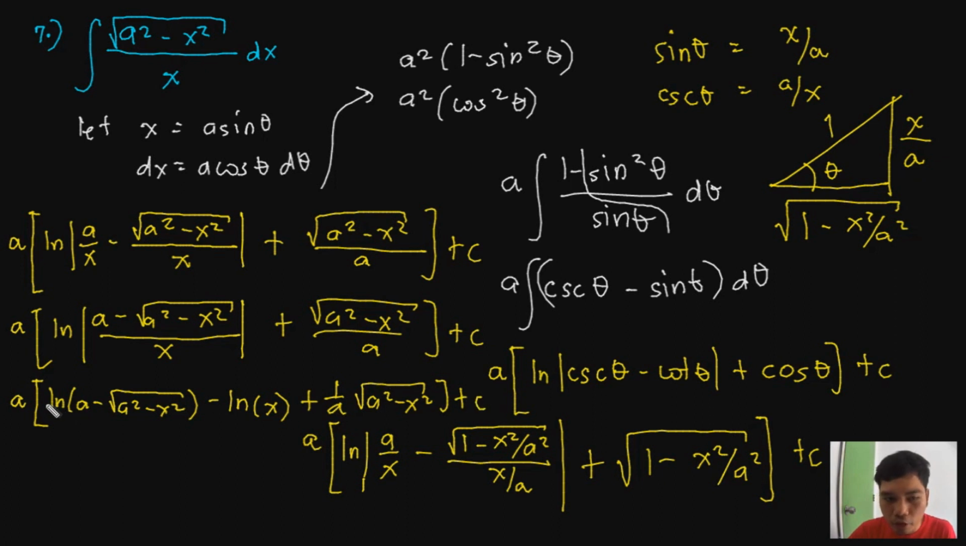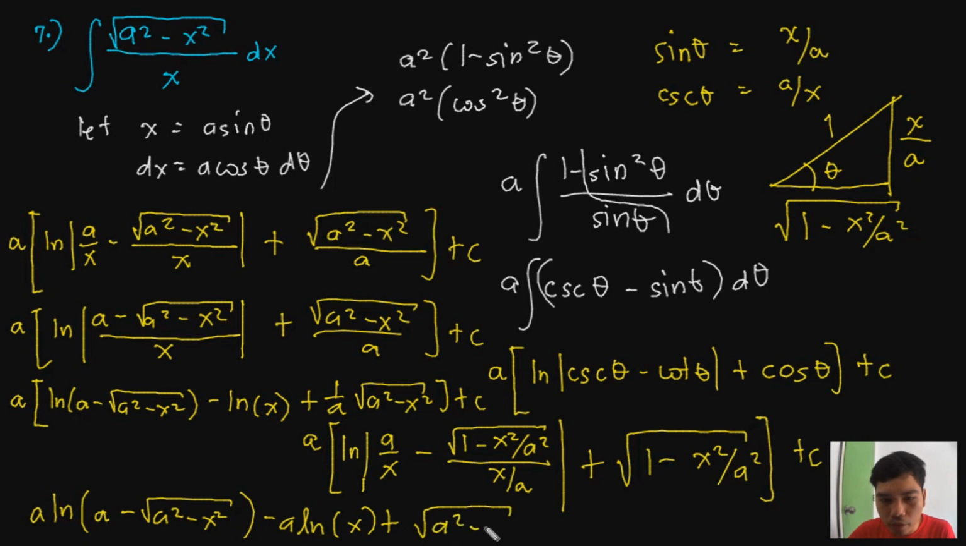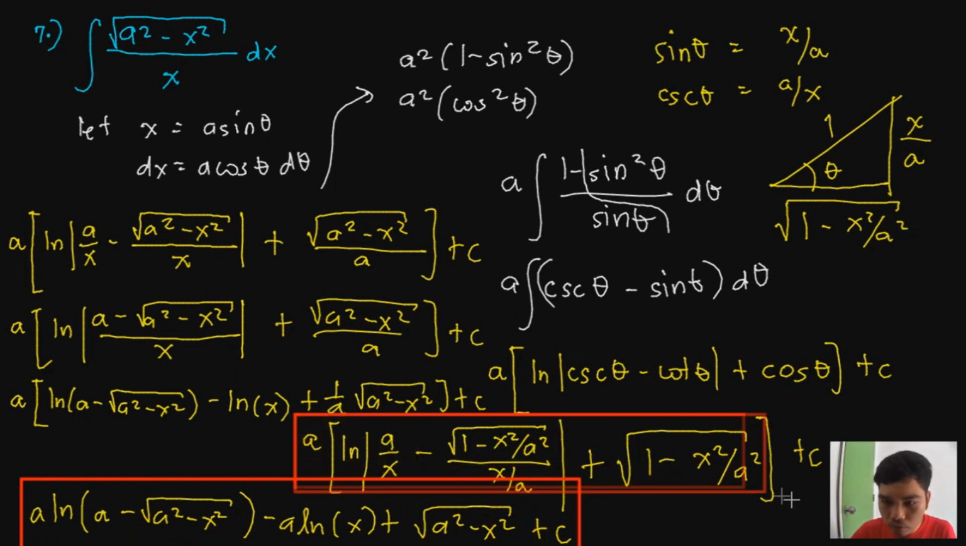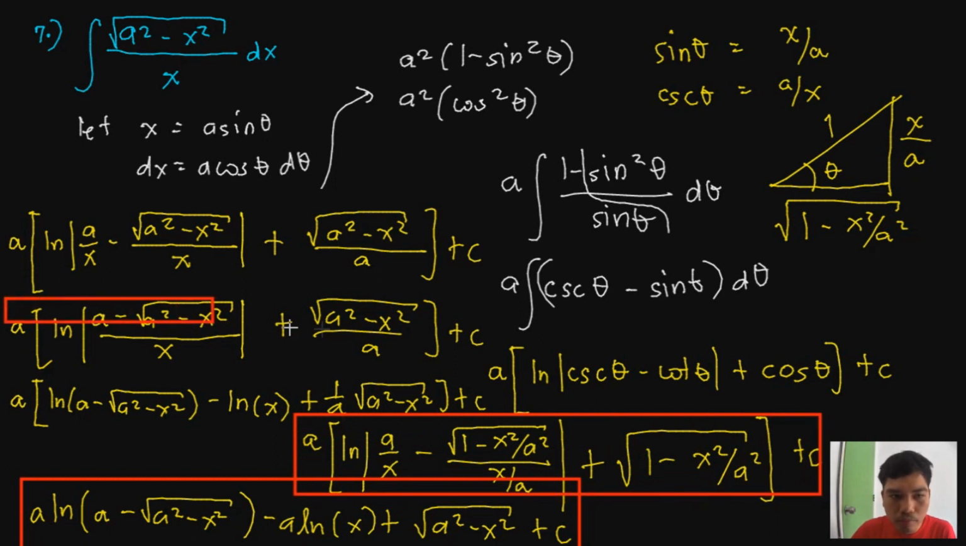Okay. Now, you can actually distribute yung a, pwede pa yun, and then you can have a, and then ln of a minus square root of a squared minus x squared, and then minus a ln of x, and then plus square root of a squared minus x squared plus c. So, this could be your answer. Okay? Pwede rin naman na ito, pwede rin to. And then, of course, pwede rin ito. So, you can have multiple forms of the answers here.